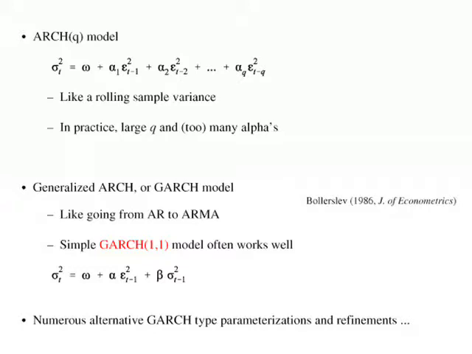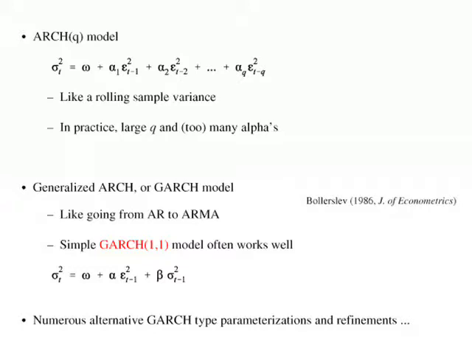If you look at what I've written up there, the volatility tomorrow is a kind of distributed lag of past squared surprises. So if in particular I think about my sample being of size t-1, so q being t-1, and I put all of the alphas equal to 1/(t-1), and I put omega equal to 0, this would just say that the variance here is the sample variance. I take my past squared residuals, sum them up, divide by how many of them I have, and I get my sample variance.